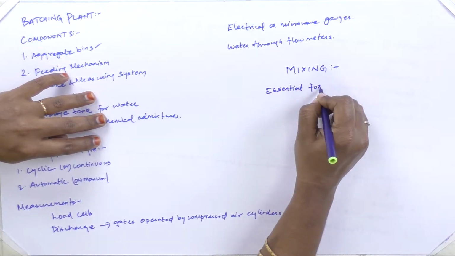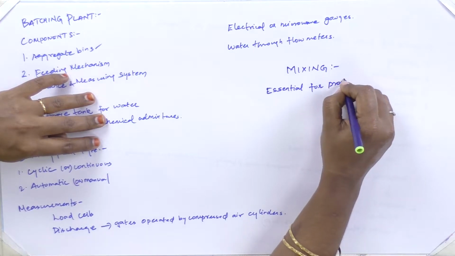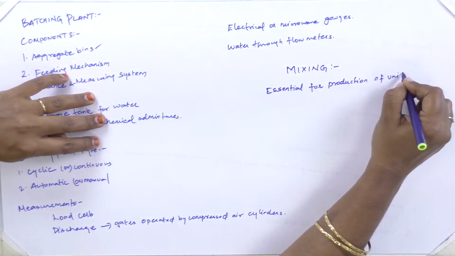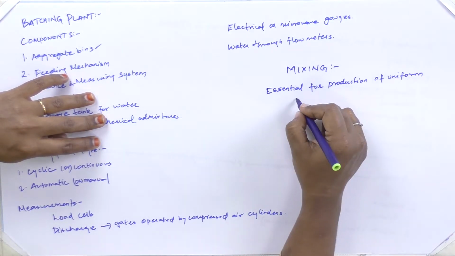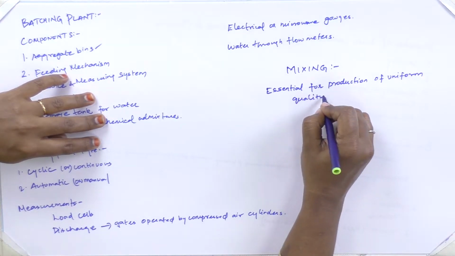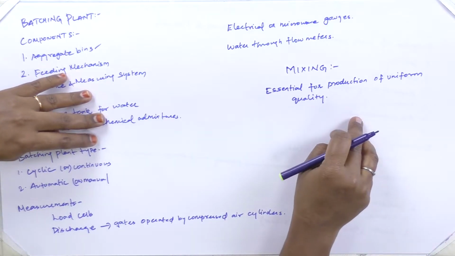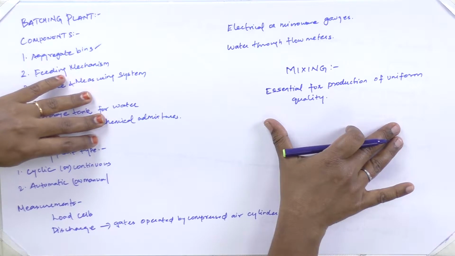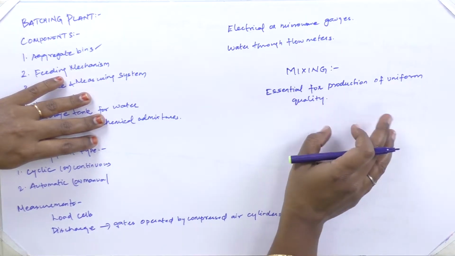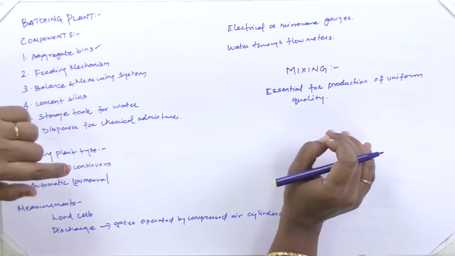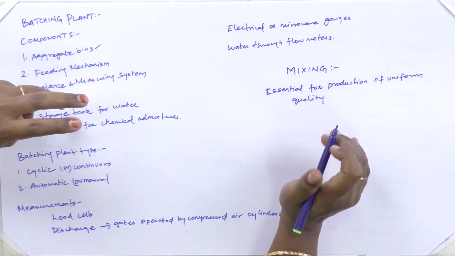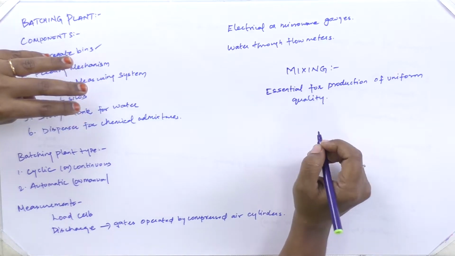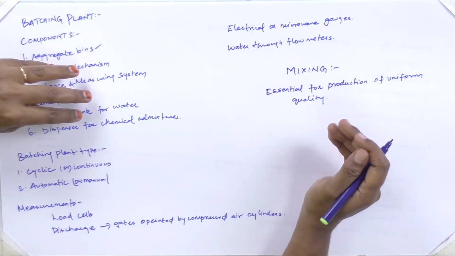Essential for production of uniform quality. So this mixing plays a major role for producing concrete of uniform quality, and the equipments which we are using to achieve this mixing process should be capable of doing an efficient mixing.